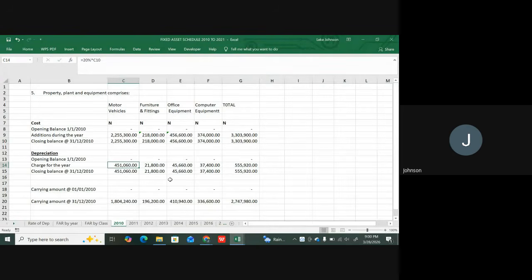So motor vehicle is going to be depreciated at 20%. So when I come over here, I say equal to 20% times the closing balance. Now the closing balance is going to comprise your opening balance plus your addition for the year. The mistake that people make most of the time is that they come and do their depreciation charge for the year only on the addition for the year.